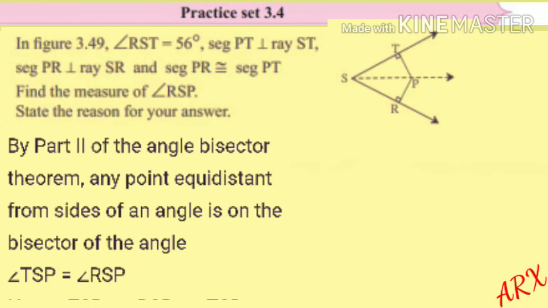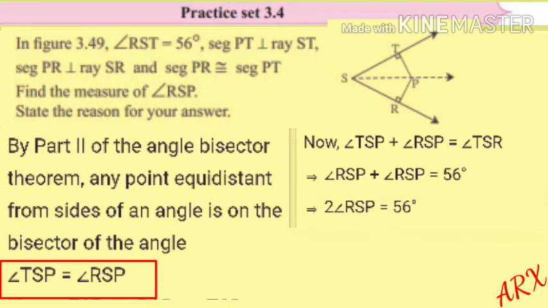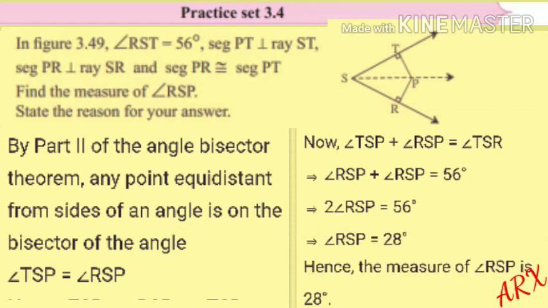Now by part 2 of angle bisector theorem, angle TSP equal to angle RSP. Now angle TSP plus angle RSP equal to angle TSR. Therefore, angle RSP plus angle RSP equal to 56 degree as we put value of angle TSP. Now angle RSP plus angle RSP is 2 angle RSP equal to 56. Now after solving we will get angle RSP equal to 28 degree.